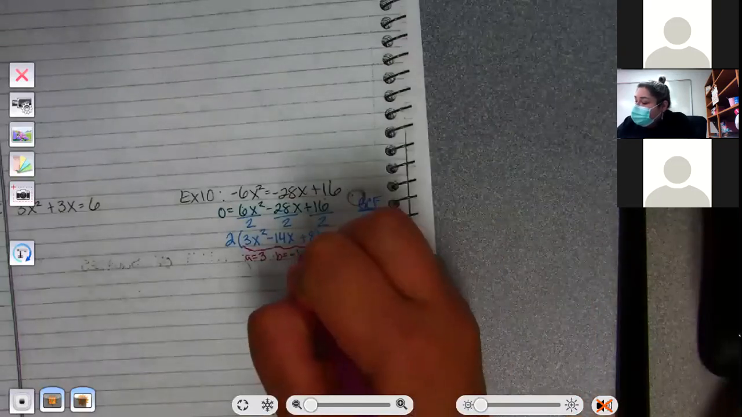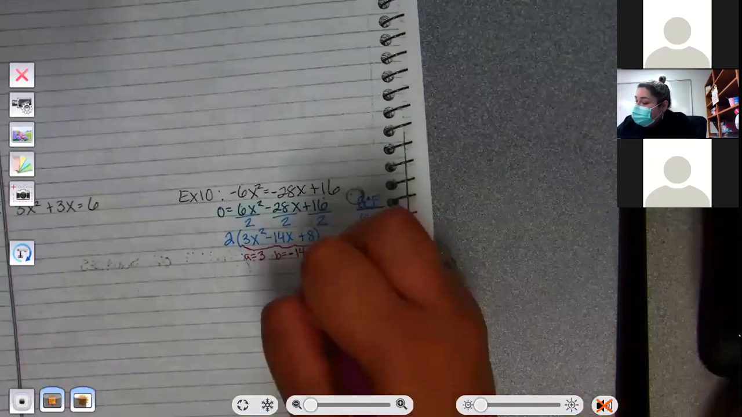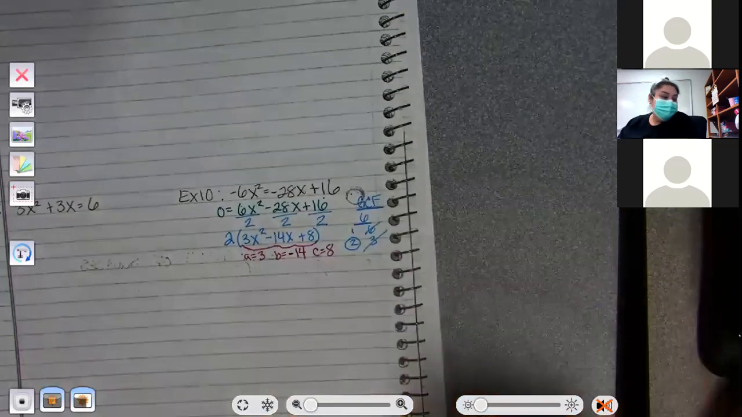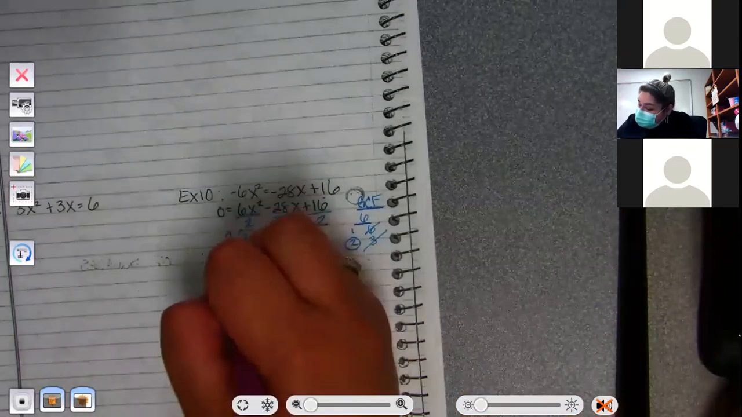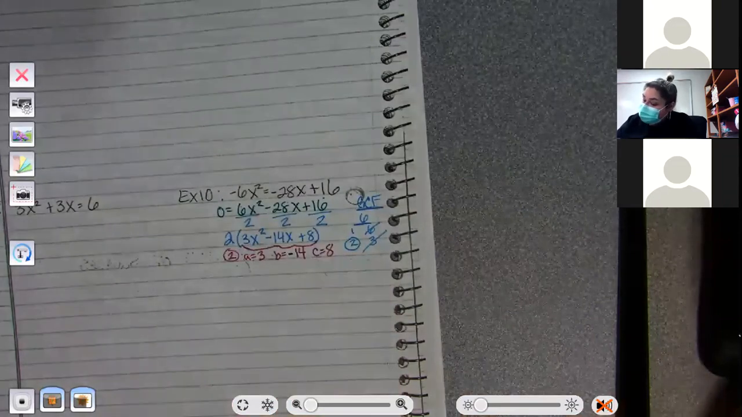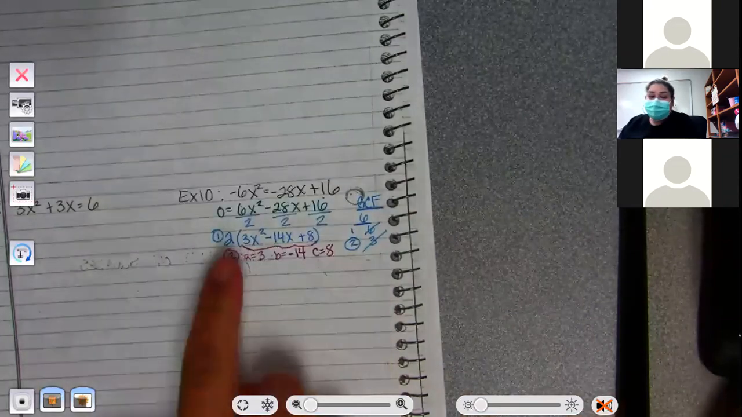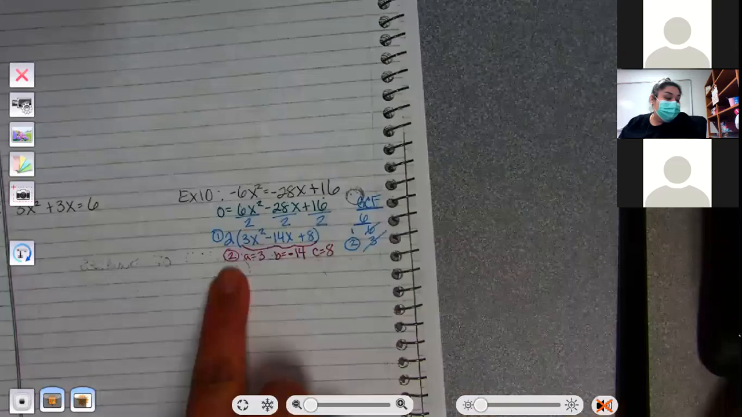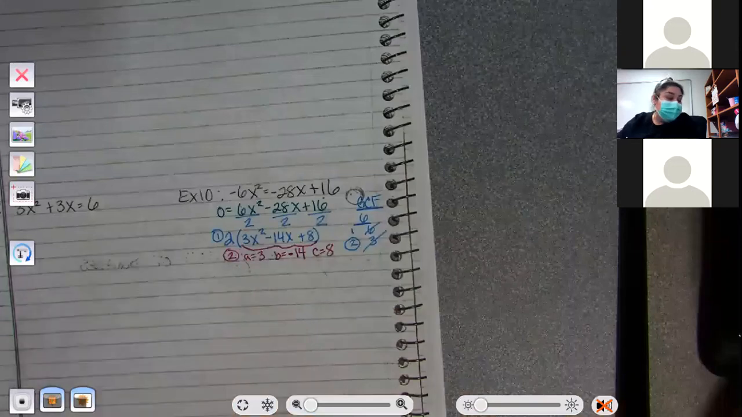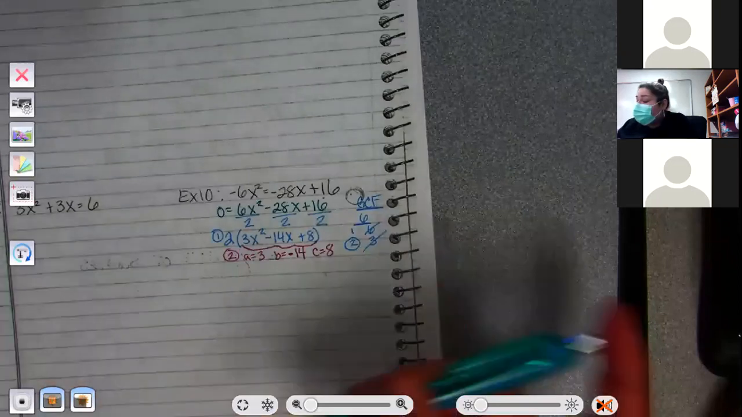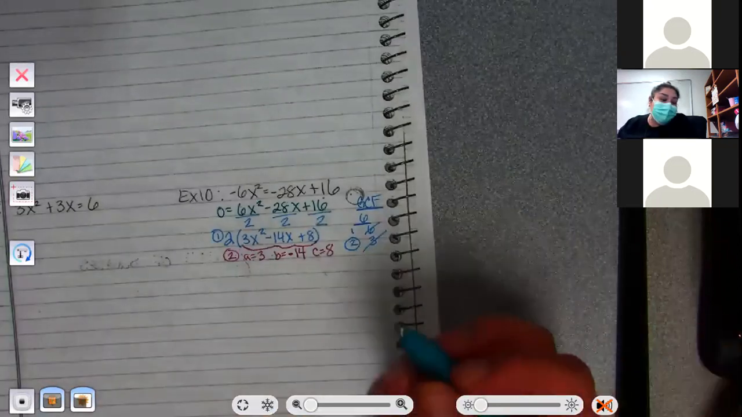So my B would be -14 and my C would be 8. Okay, so that's step 2. This was step 1, right? Taking out the greatest common factor. Step 2 is identifying. Step 3 is setting up our diamond or our X, right, to figure out my factors.